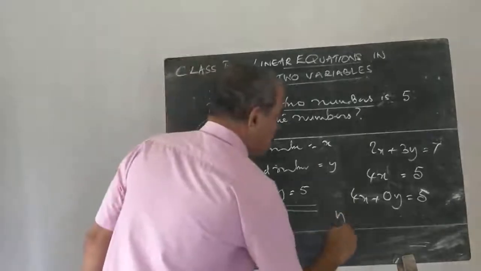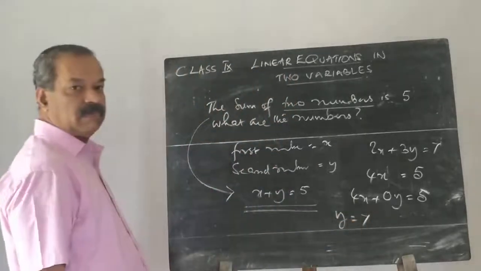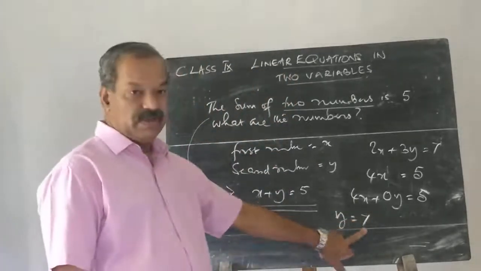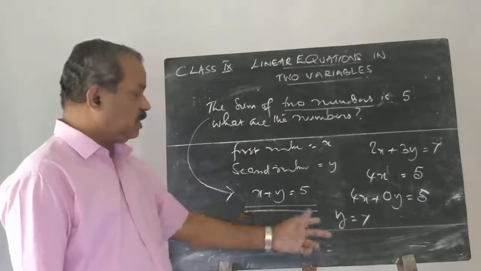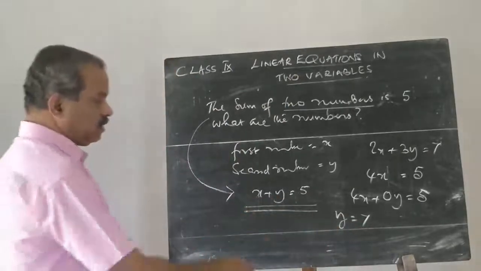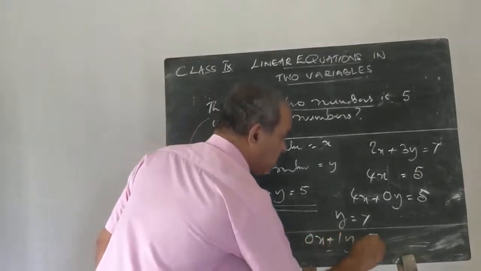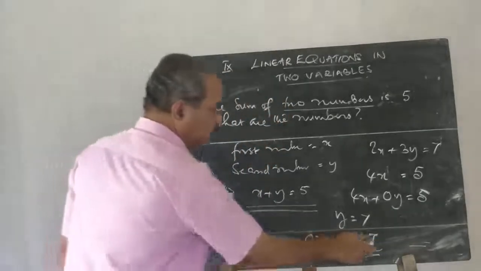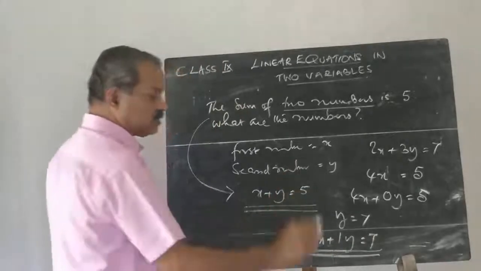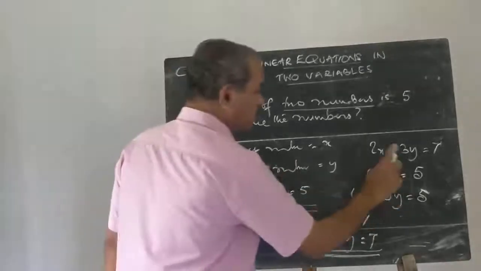Then y equal to 7 is a linear equation in one variable, but we can convert this into a linear equation in two variables in this manner: 0x plus 1y equal to 7. See, two variables, but the coefficient of x is 0. Here the coefficient of y is 0.